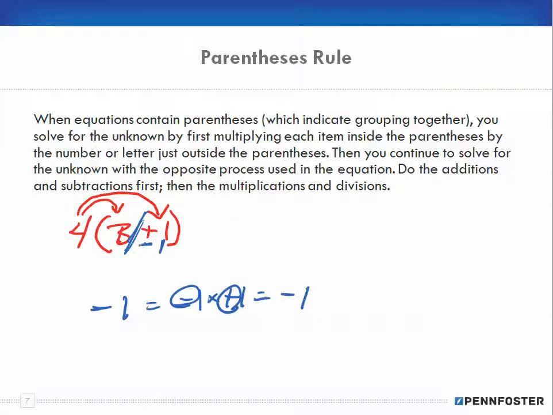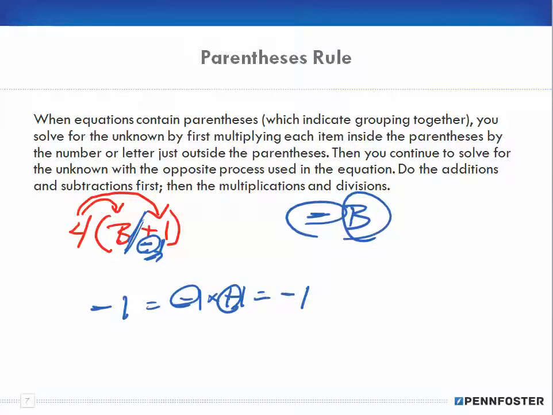What happens to students sometimes, and the reason I'm paying such close attention to this, is that students sometimes forget that this sign is related to that constant or that variable. If I have a negative b, sometimes students will just look at the b and forget that there's a negative in front of it.